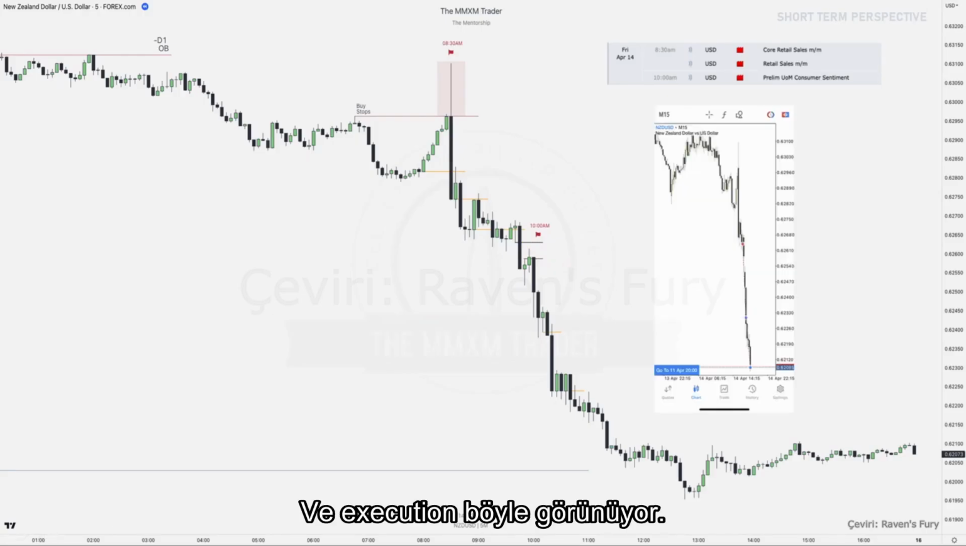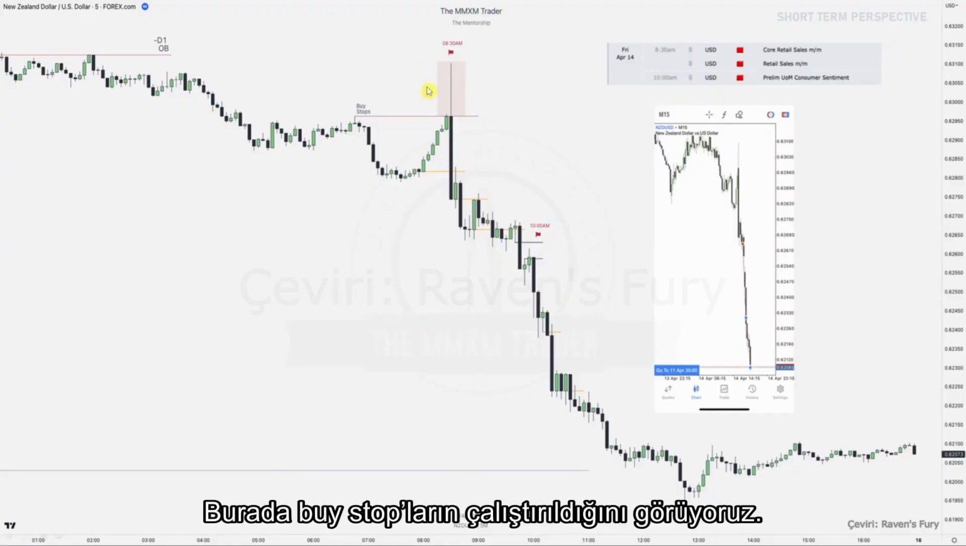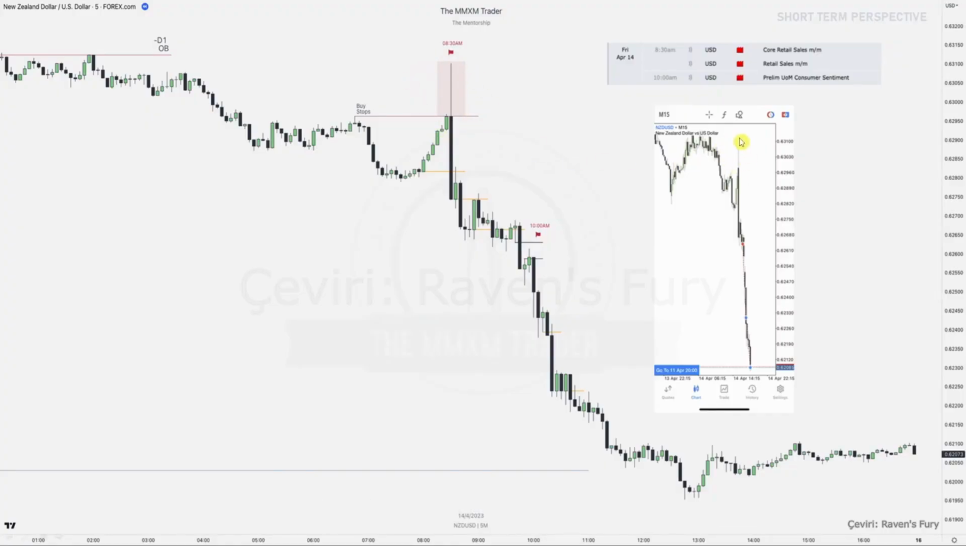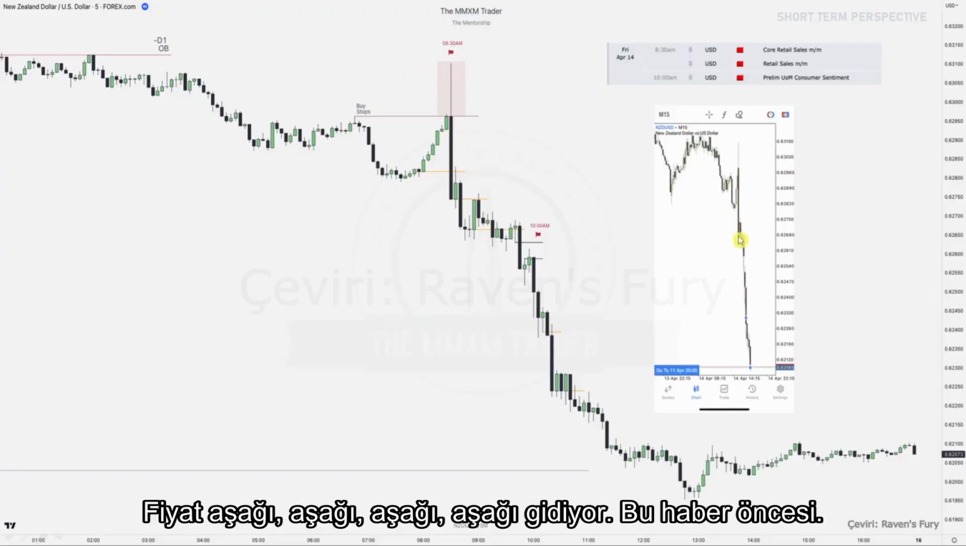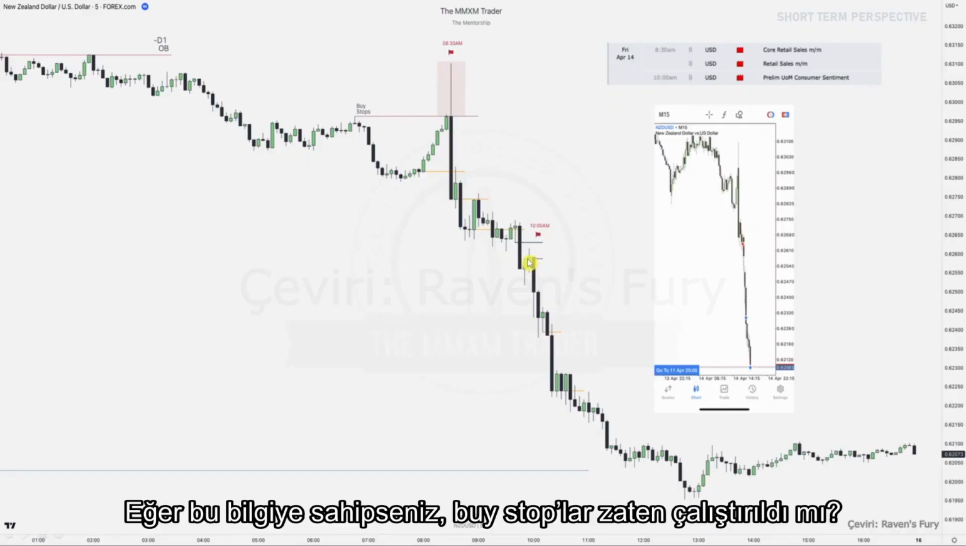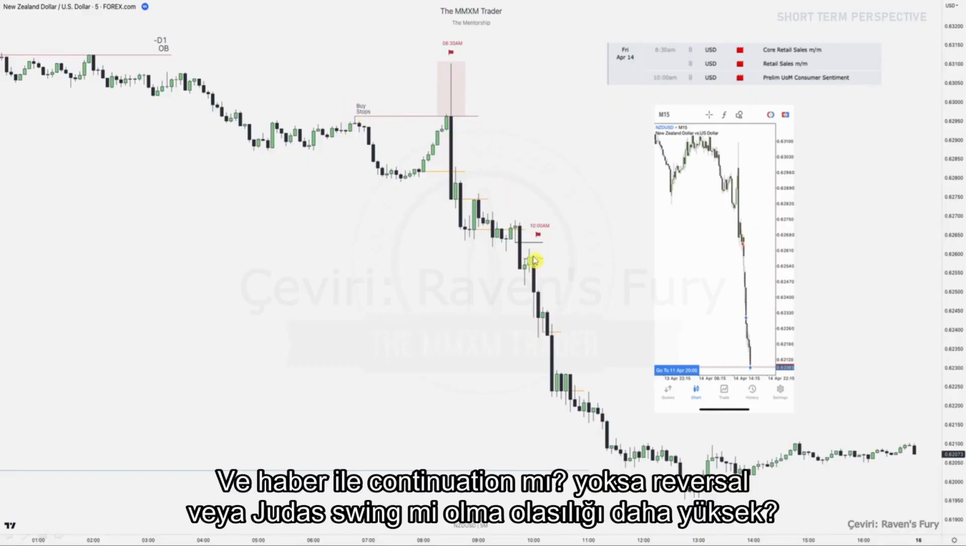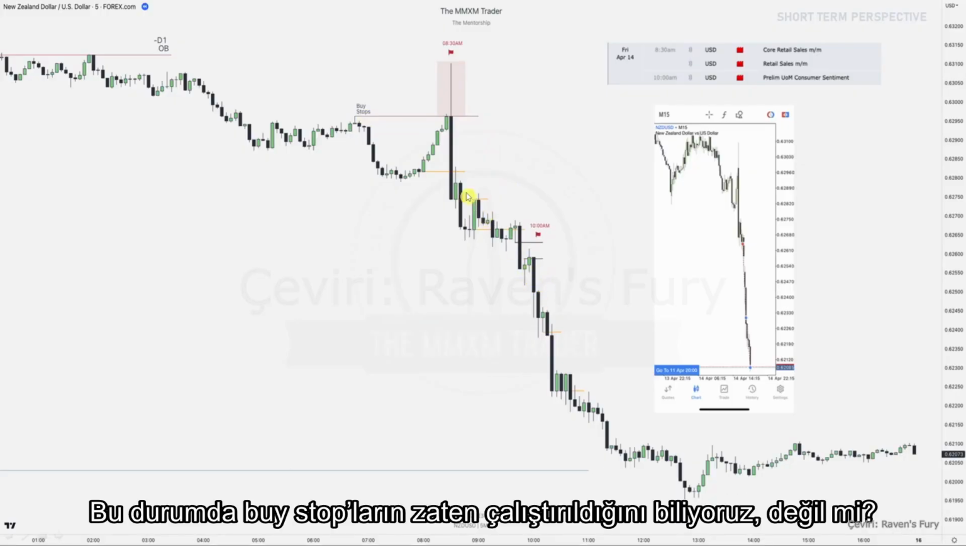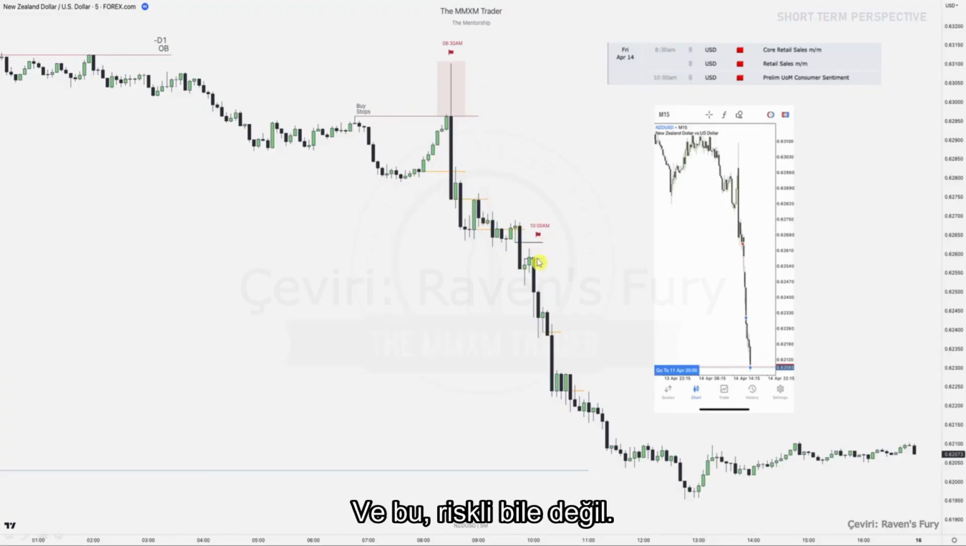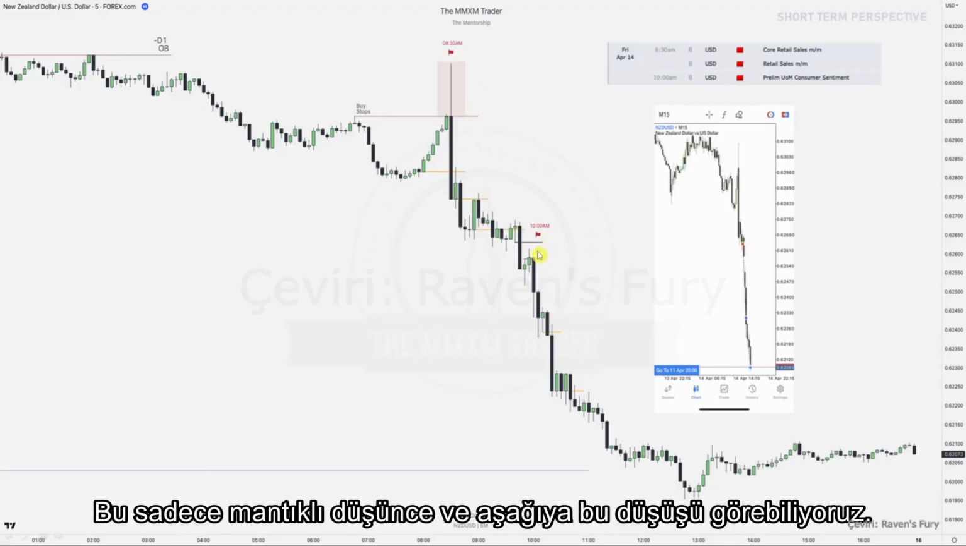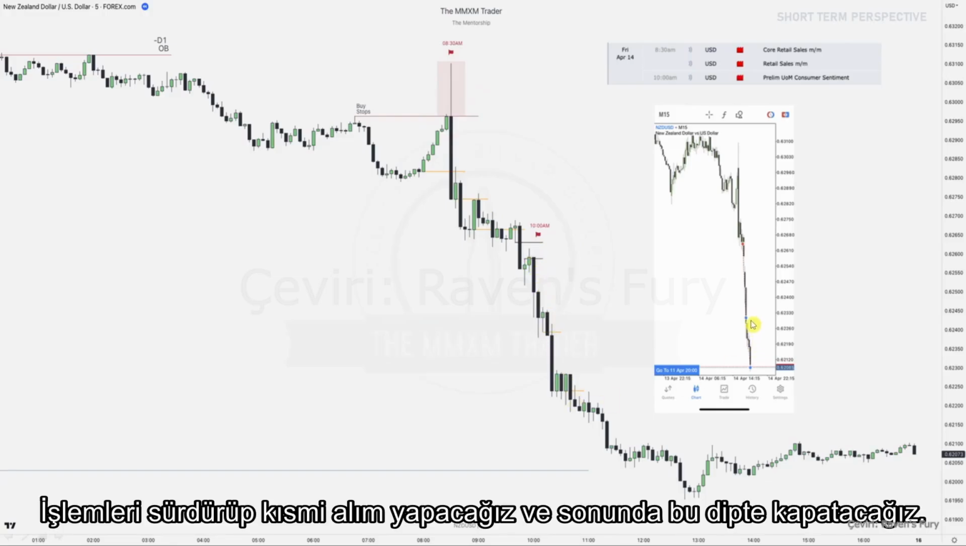And this is what it looks like with execution, right? We see this buy stops have been run over here. Price drops lower, lower, lower, lower. This is prior to the news event. So if you have that knowledge, is there already buy stops run? And is it more likely that we have a continuation with news or a reversal or a Judas swing? And in this occasion, we know buy stops have been run already, right? And then this is not even risky. This is just logical thinking. And we can see this drop down here, executing, taking a partial, and then eventually closing down at this low.